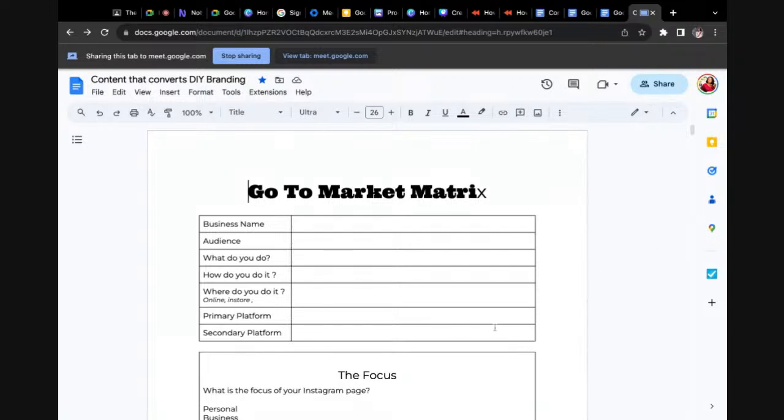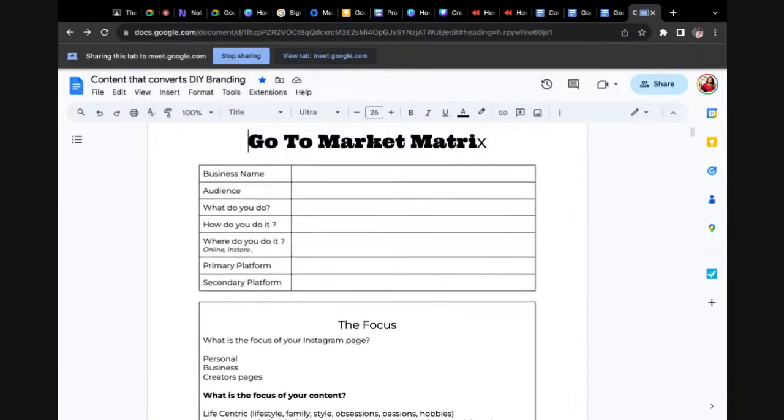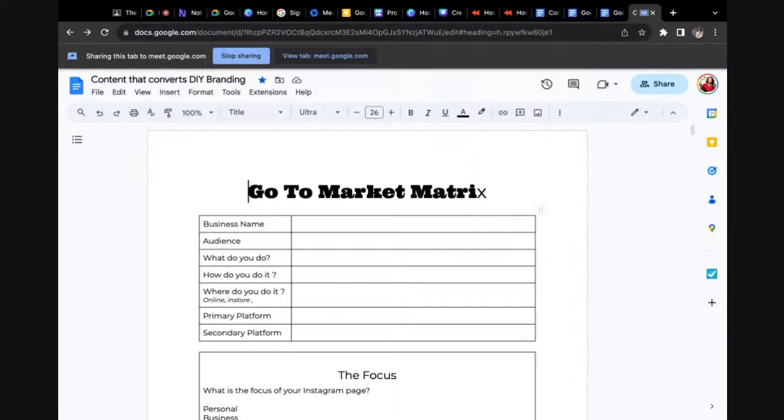Now, when you go to Market Matrix, which is a simple shortcut for content creation, we have to understand a couple of things. You have to understand the business, the audience, what you do, how you do it, where you do it, your primary platform and a secondary platform. Why am I saying primary and secondary platform? Every brand has a platform that they are going to be more active on than others.